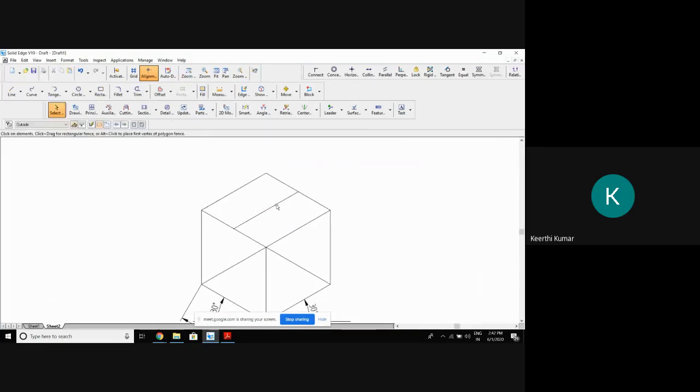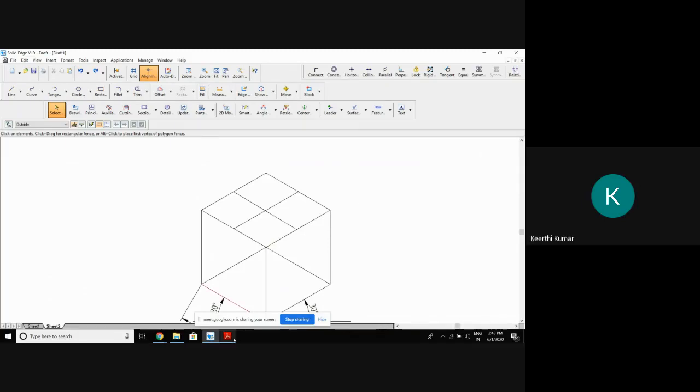What did we do after the cube? I concentrated only on these 4 lines. Do you remember? After the cube, I concentrated only on these 4 lines, and whatever is there inside, I rubbed that. After rubbing, I drew these 2 lines to get a center. Everybody has done the same thing.